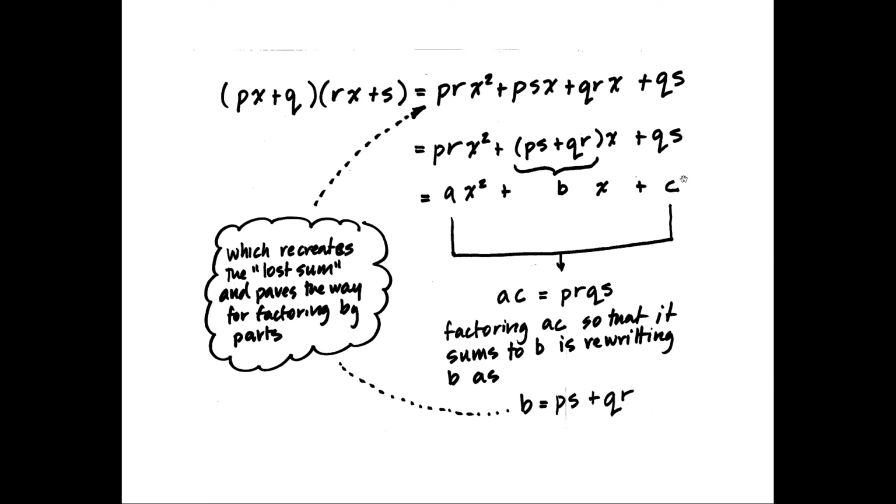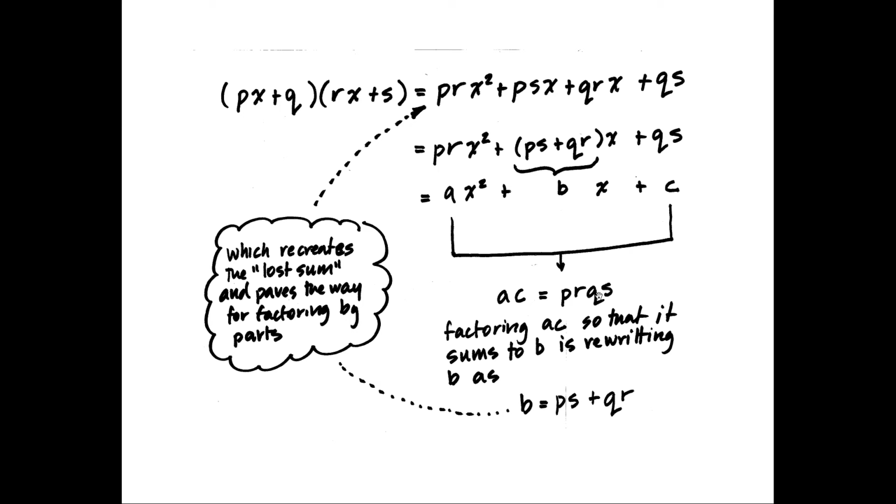So what happens if we use the AC method? The AC method says take a and multiply by c. Well, what is a times c? It's nothing more than pr times qs. And so we get prqs. So if we factor AC so that it will sum to b, what we are doing is really rewriting b as ps and qr. So we're looking for factors of AC that sum to b. Well, obviously ps is in there and qr is in there. So those are two factors of AC.